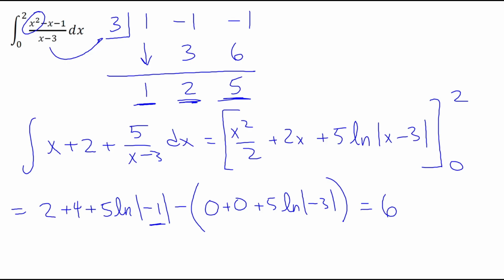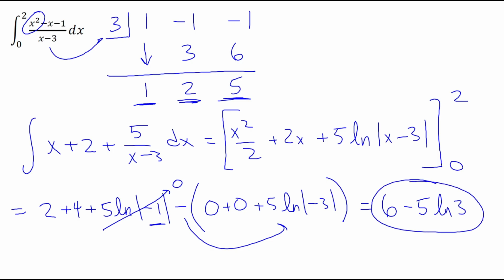The absolute value of negative 1 is 1, and the natural log of 1 is 0, so this term goes away to 0. So we just end up with 6 minus 5 natural log of the absolute value of negative 3, which is just 3. So 6 minus 5 ln 3.